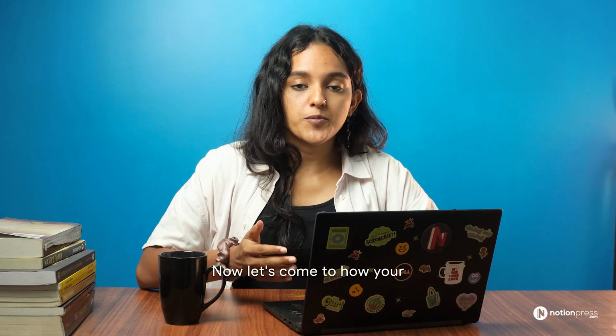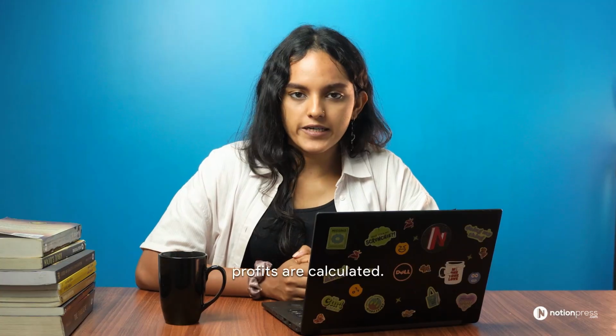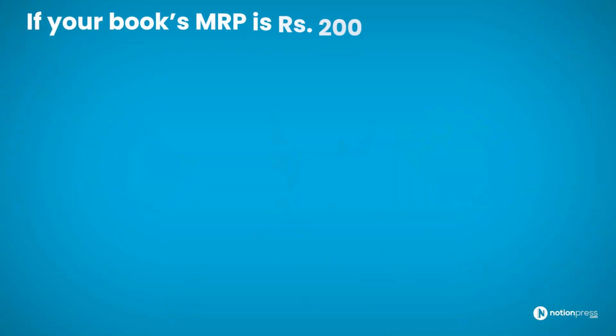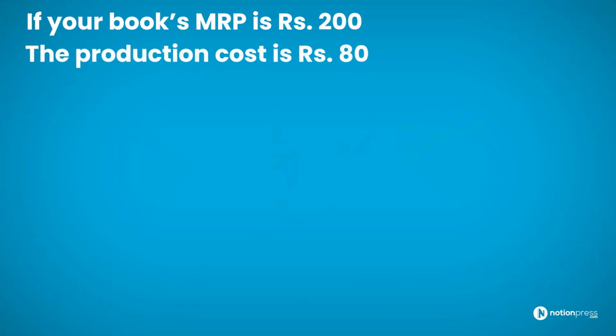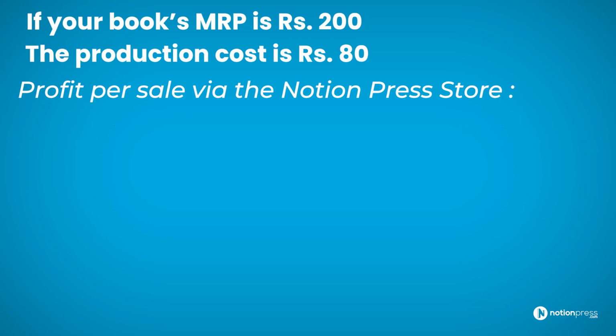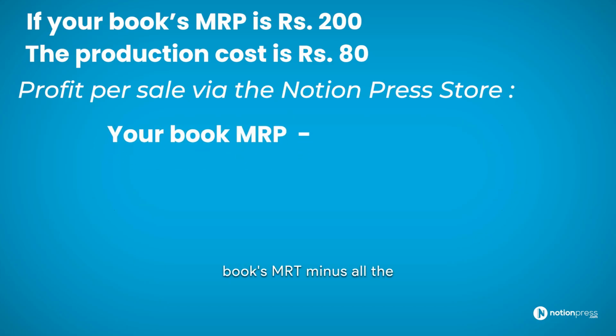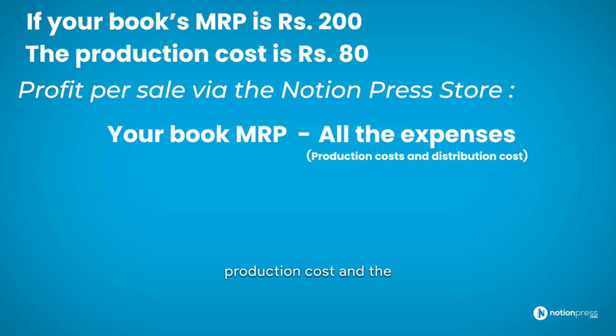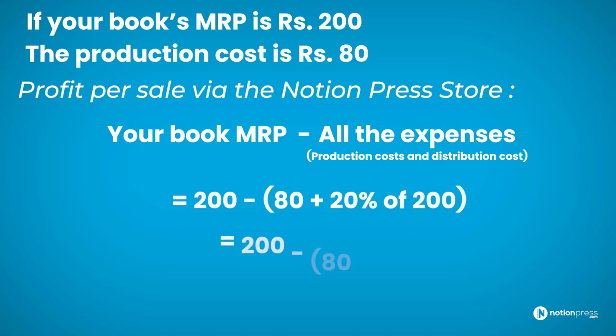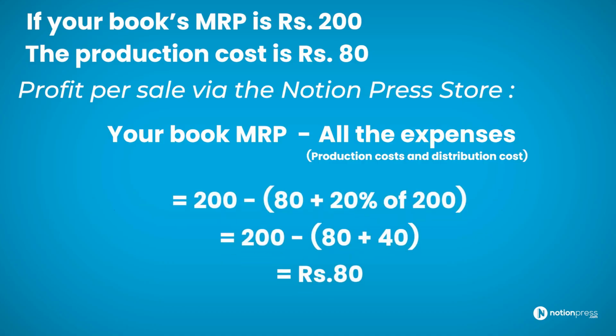Now let's come to how your profits are calculated. Let's look at an example. Suppose your book's MRP is rupees 200 and your production costs are rupees 80. Then your profit per book sale when your book is listed on the NotionPress platform would be your book's MRP minus all the expenses, which includes the production cost and the distribution cost. So this is 200 minus 80 plus 20% of 200, which is 80 rupees.